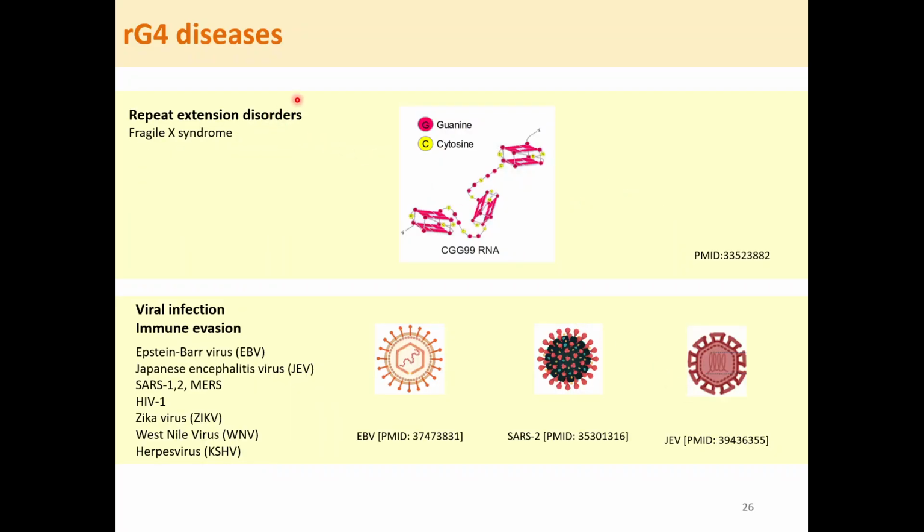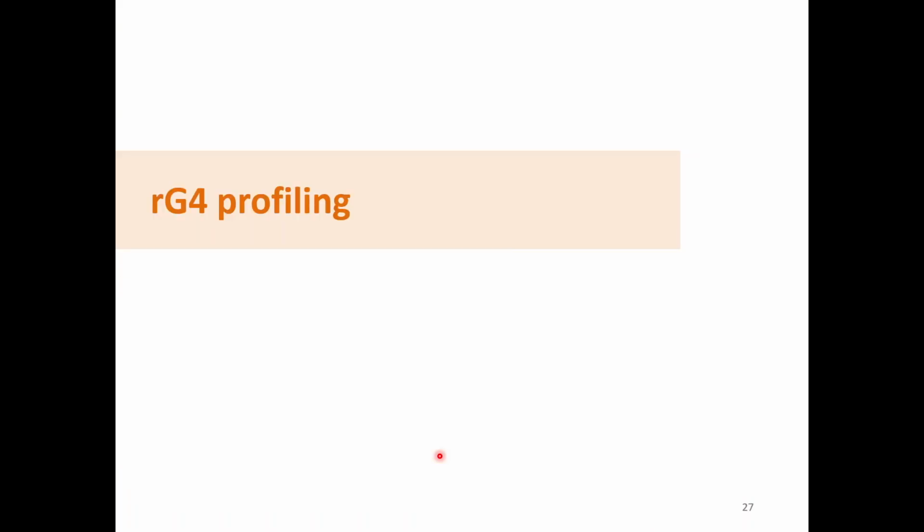In repeat expansion disorders such as Fragile X syndrome, the CGG repeat-derived RNA G-quadruplexes, CGG G4 RNA, are pathogenic, causing binding protein aggregation, tremor, and ataxia syndrome. In viral infectious diseases such as Epstein-Barr virus, encephalitis, SARS, COVID, HIV, Zika, West Nile, and herpes viruses, the viral rG4s regulate viral infection, life cycles, and immune evasion. To systematically study rG4, profiling is essential.